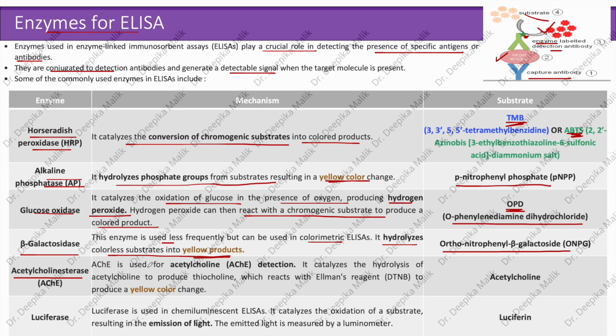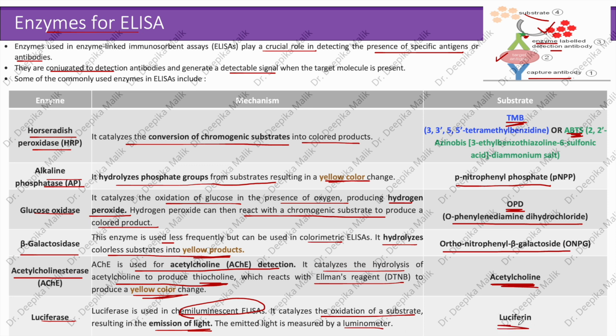Acetylcholinesterase, which is used for acetylcholine detection. It catalyzes the hydrolysis of acetylcholine to produce thiocholine, which reacts with Ellman's reagent DTNB to produce a yellow color change. The substrate for this enzyme is acetylcholine. Then we have luciferase, which is used in chemiluminescent ELISAs. It catalyzes the oxidation of a substrate, resulting in the emission of light. The emitted light is measured by a luminometer. The substrate for luciferase is luciferin.